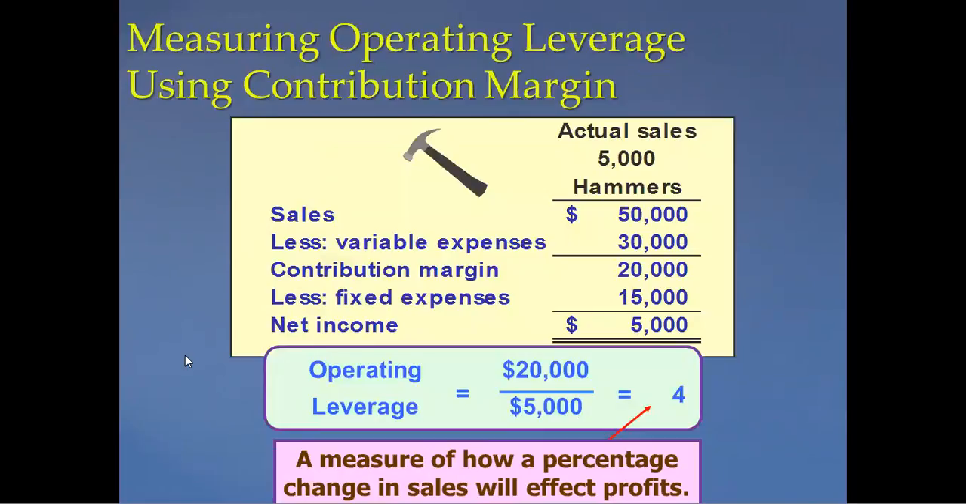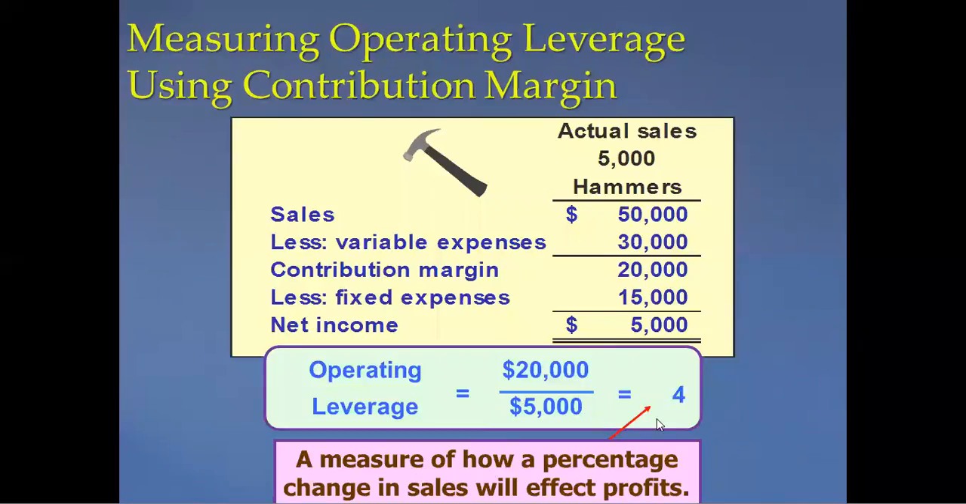Okay, this concept of operating leverage. Operating leverage, the calculation is basically your contribution margin. And again, that was your sales minus all of your variable expenses divided by your net income, 5,000. So we get a number 4. So that operating leverage basically indicates that for every dollar of sales, your profits will go up by 4 times. Okay, so it's a measure of how a percentage change in sales will affect the profits.